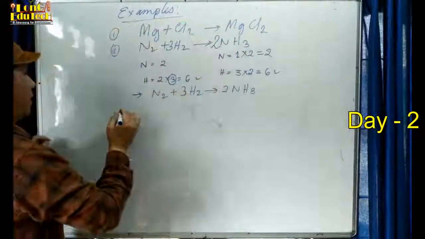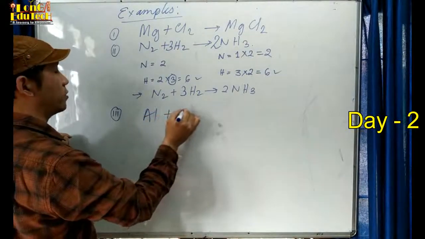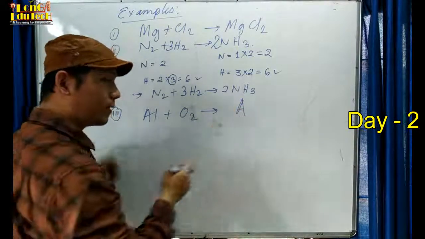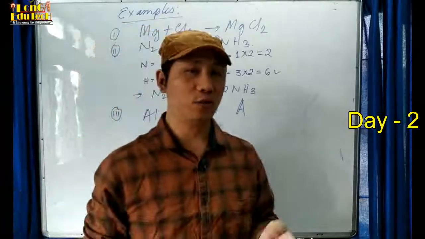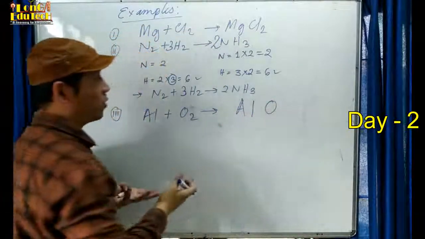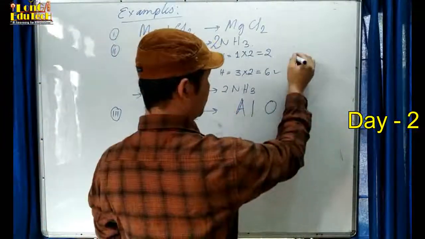And number 3, let us see here. Aluminum reacts with oxygen to form what? What will be the formula? I think if you have the knowledge of class 9, then surely you'll know. What will be the formula? AlO. What will it be? What exactly are the rules? Okay, let me explain once.